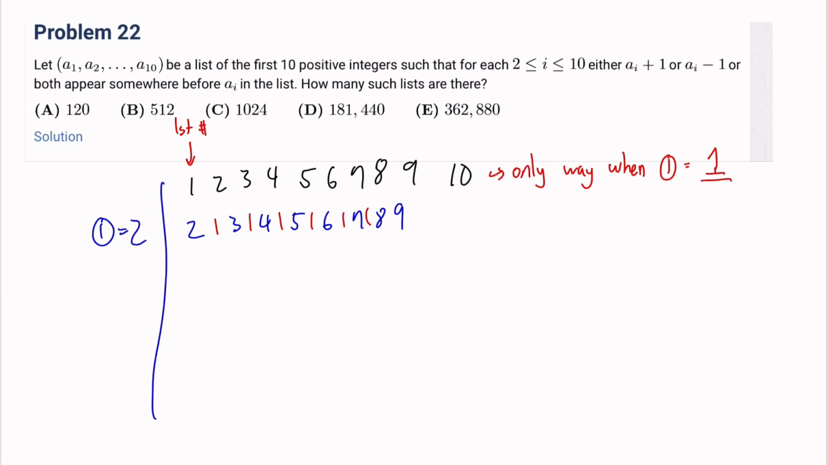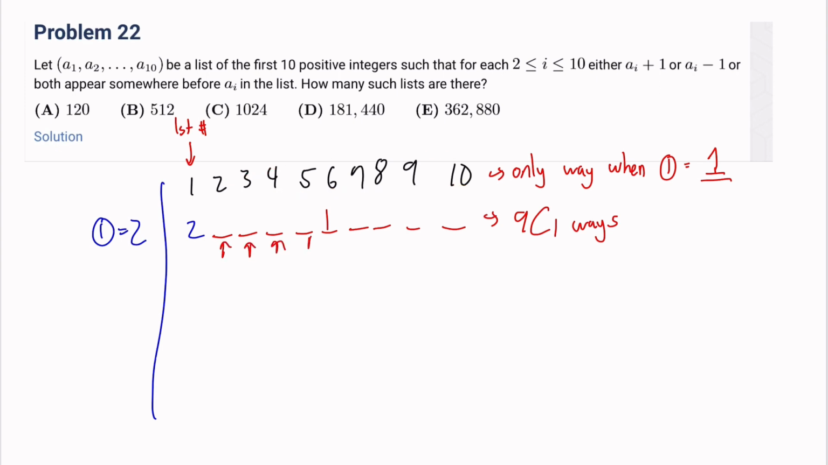So that means after leaving 2 in the head spot, we have 9 spaces left, right? And so we can have 9 choose 1 ways to put 1. Then say we put 1 here. The rest, which is 3, 4, 5, 6, 7, 8, 9, 10, would just all fall in line in order. And so this gives us 9 choose 1 ways.